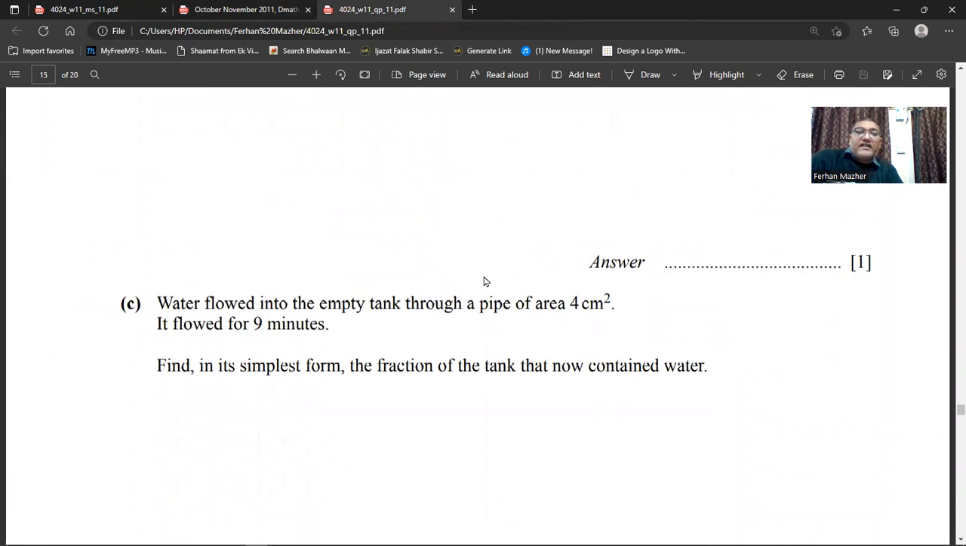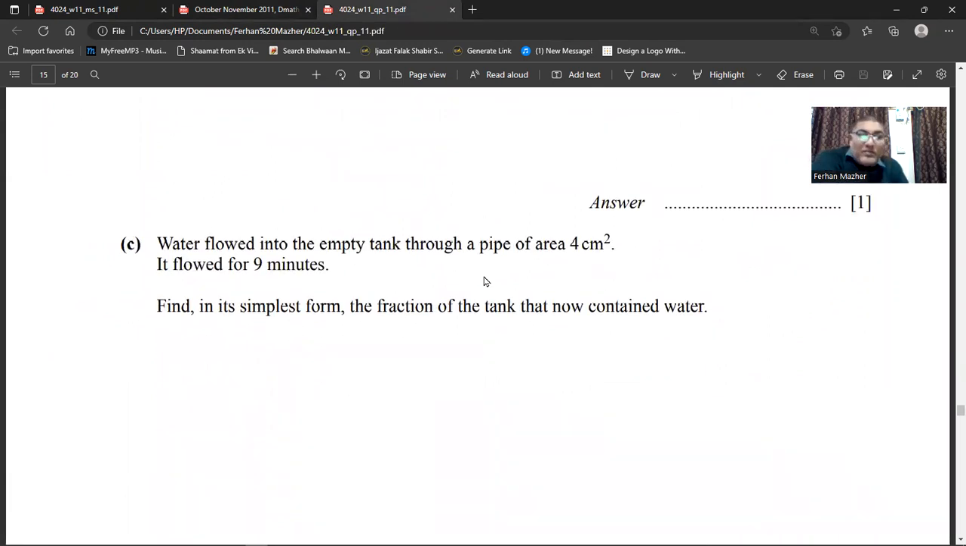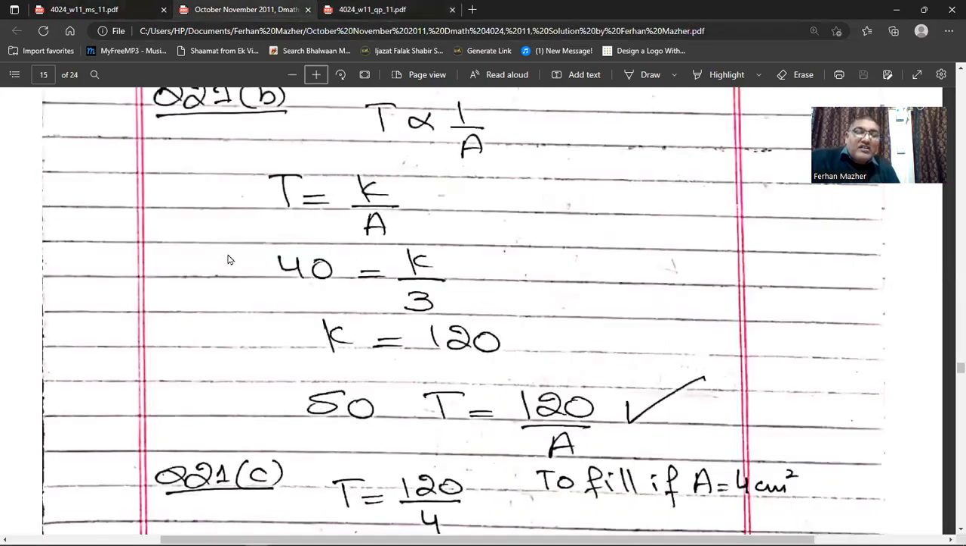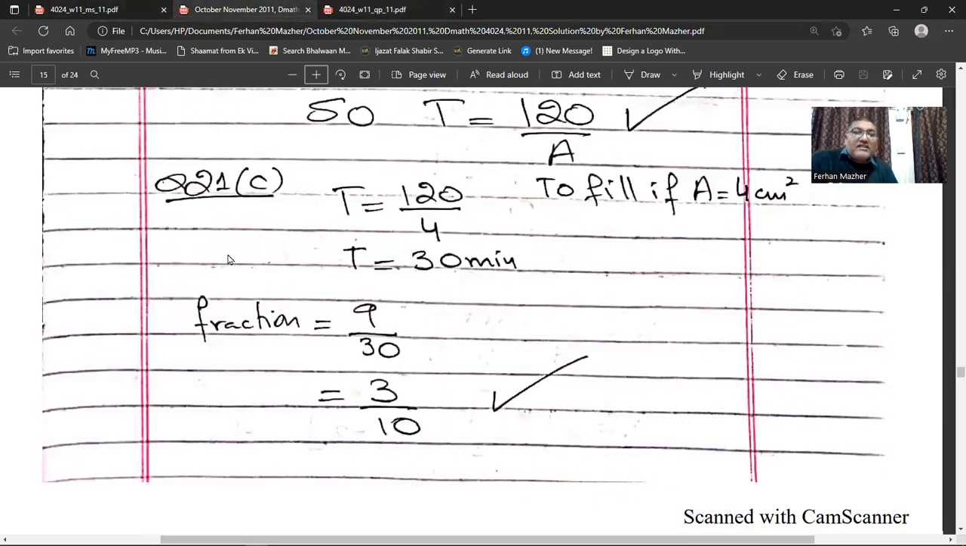Then the question is, water flowed into the empty tank through a pipe of area 4 centimeters square. It flowed for 9 minutes. Find in its simplest form the fraction of the tank that now contained water. You see, the area of that pipe is given, that's 4 centimeters square. The time for which it was open is 9 minutes. So I will find out with this area how much time is taken to fill the whole tank. And from there, I can work out in terms of a fraction how much of the tank is filled.